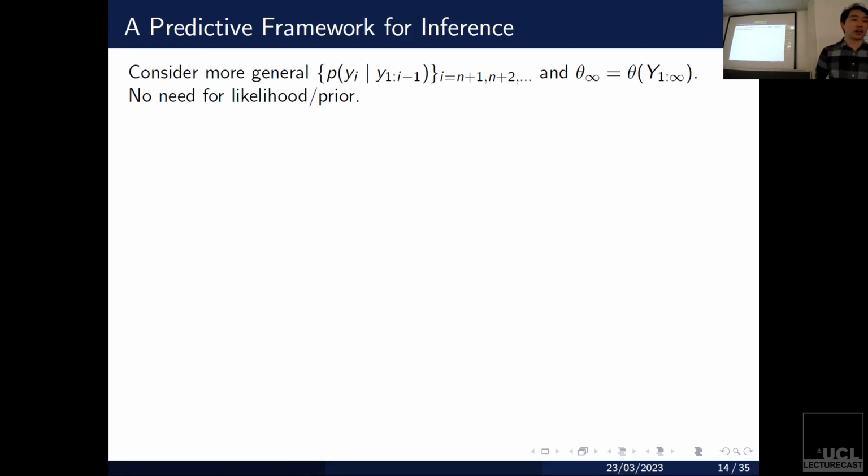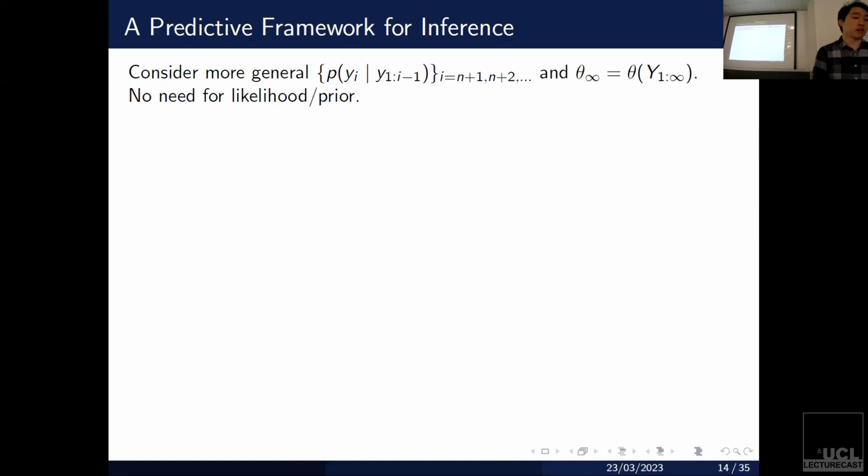So P of y_i given y_1 to i minus 1, for data points n+1, n+2, all the way to infinity. And if we take this product, we know this is going to be the joint predictive on the remainder of the population that you haven't seen yet. We're also going to define some parameter, theta infinity, which is going to be some function of this population. I'll formalize what this function of y_1 to infinity looks like. But the key here is that we're not going to be starting with the likelihood and a prior. We're only going to be starting with the predictive.